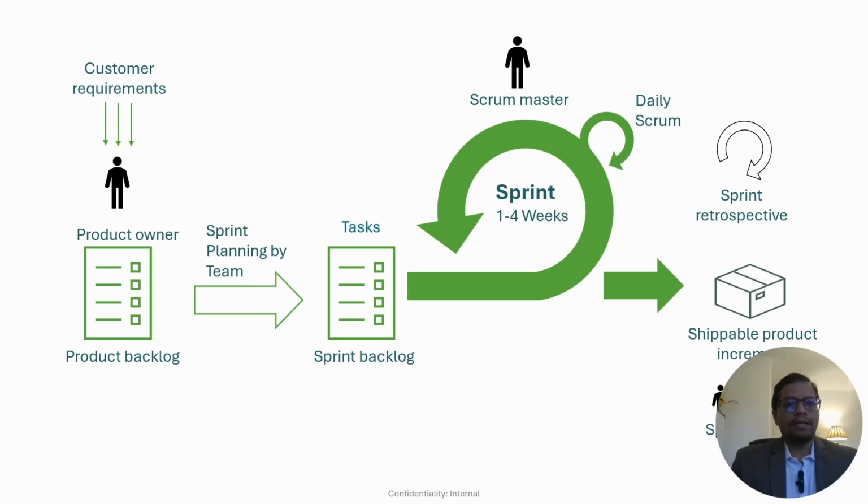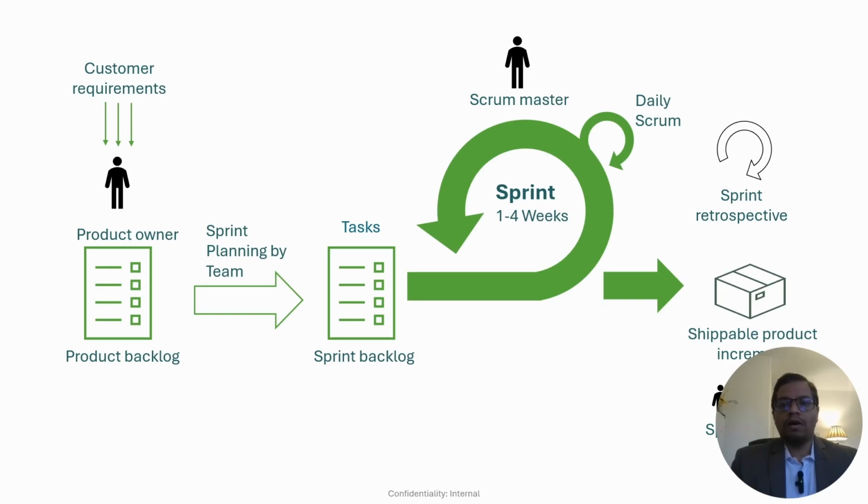First of all, the customer requirements are gathered by the product owner, which is nothing but a list of requirements. The sprint planning is done by the team, which converts these requirements into tasks, which are listed down in a sprint backlog, which is a list of activities or tasks that need to be done to fulfill the customer requirements. Now, the development process takes place in a number of sprints, which are short sprints of 1 to 4 week duration. The leader who leads the sprints is called a Scrum Master.